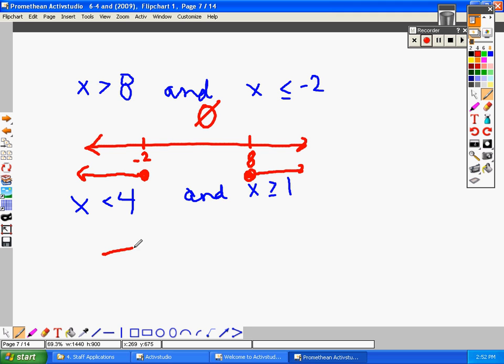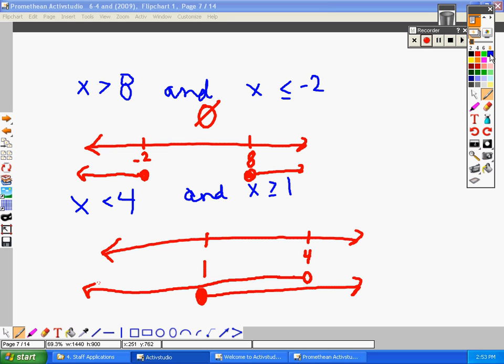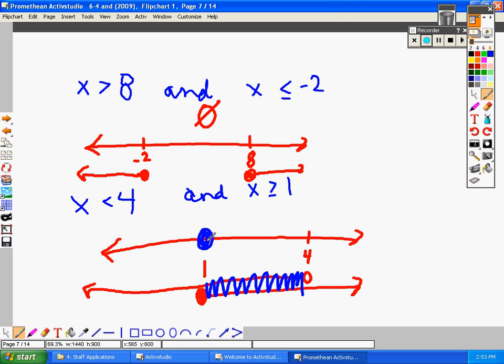In this one, x is less than 4 and x is greater than or equal to 1. Well, we put a 1 there, and it's going to be anything equal to or greater than 1. And then you have less than 4. So 4 would be right here, so you have an open circle going this way. So where do they intersect? Well, it's going to be the things between these two guys. You see that right there? You see those two lines? So the answer would be between 1 and 4. But it doesn't include the 4, but it's going to include the 1.